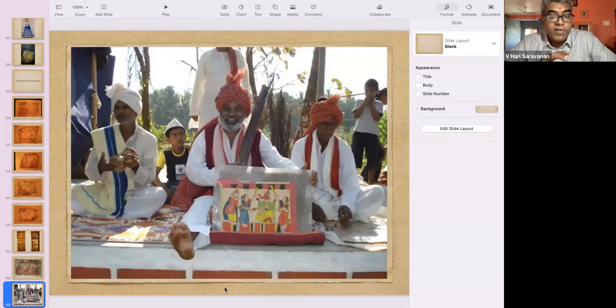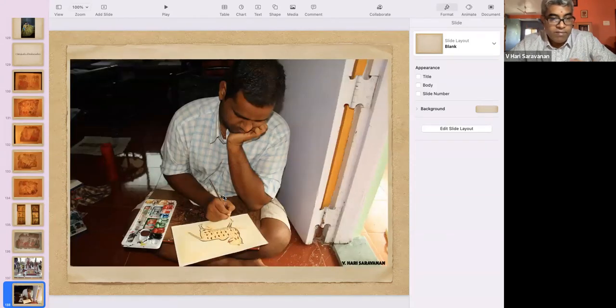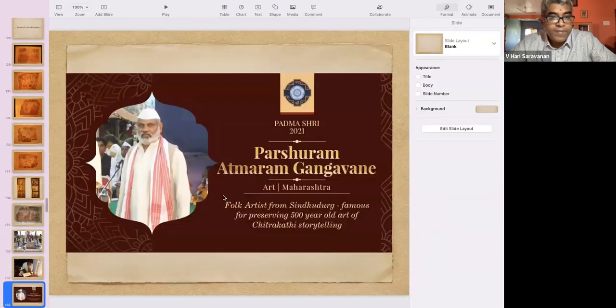Here is Padma Shri Parasuram Gangavane during one of the narrations of the starting of the Ramayana epic. Now, this is the way they use the Chitrakati rectangular paintings over here, and they narrate using a stringed instrument, a small drum and cymbals. Here is a son painting. He is Eknath Gangavane, and the citation of Padma Shri Parasuram Gangavane during his Padma Shri in 2021.